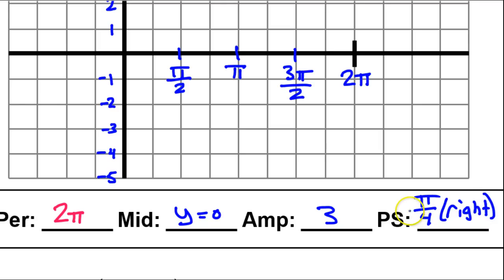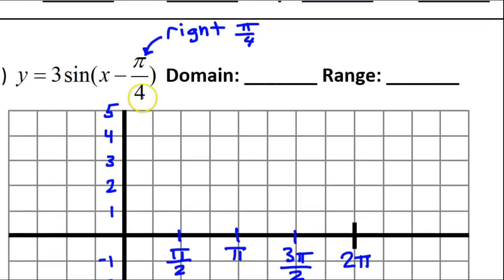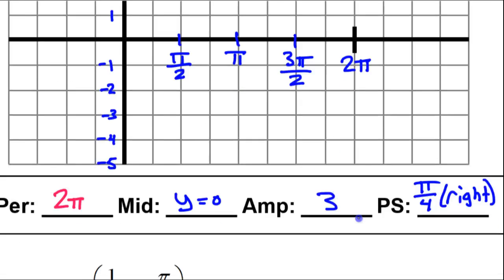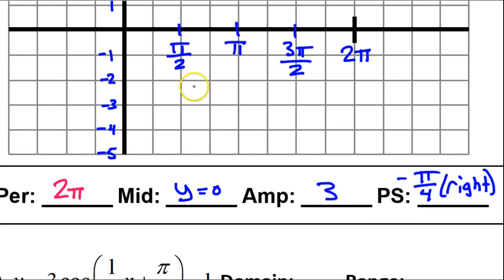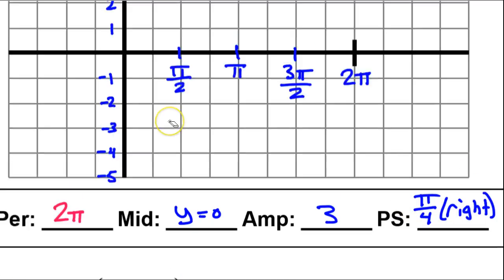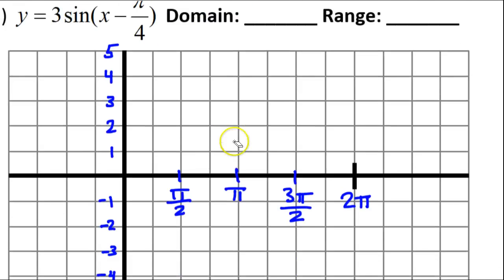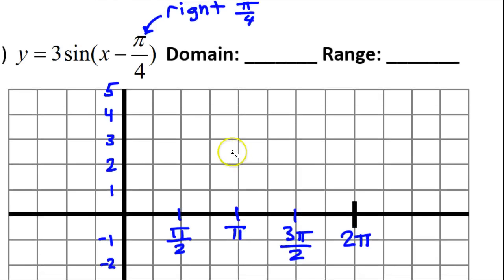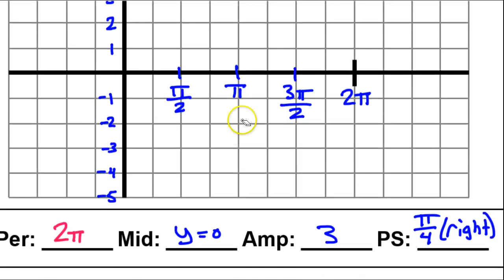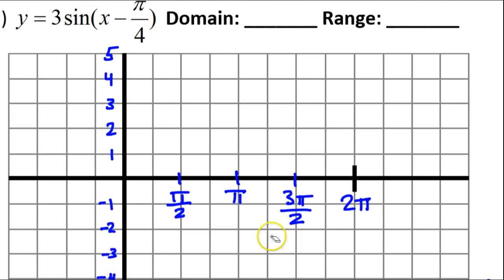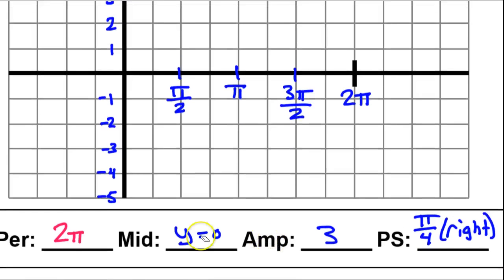Okay, notice we use the opposite sign. If this had been a plus pi over 4, then here I would have put negative pi over 4. But if you put the word "to the right" in there, that sort of covers it as well. Anyway, I think we're ready to start graphing now. So we are dealing with the sine function. Wait, the midline. Oh yeah, it's y equals 0.